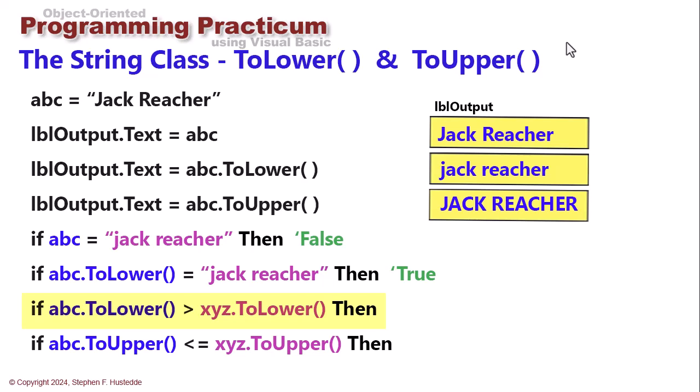If you want to compare two string variables and make them case insensitive, we can set both of them .ToLower. So in this case, ABC.ToLower is greater than XYZ.ToLower. That may be a true or false statement. Or we can say if ABC.ToUpper is less than or equal to XYZ.ToUpper. That also may be true or false, but it's going to depend on the values of the letters and not whether they are uppercase or lowercase. There's no distinction. That's how we can use ToLower or ToUpper to do a case-insensitive comparison in a Boolean conditional.